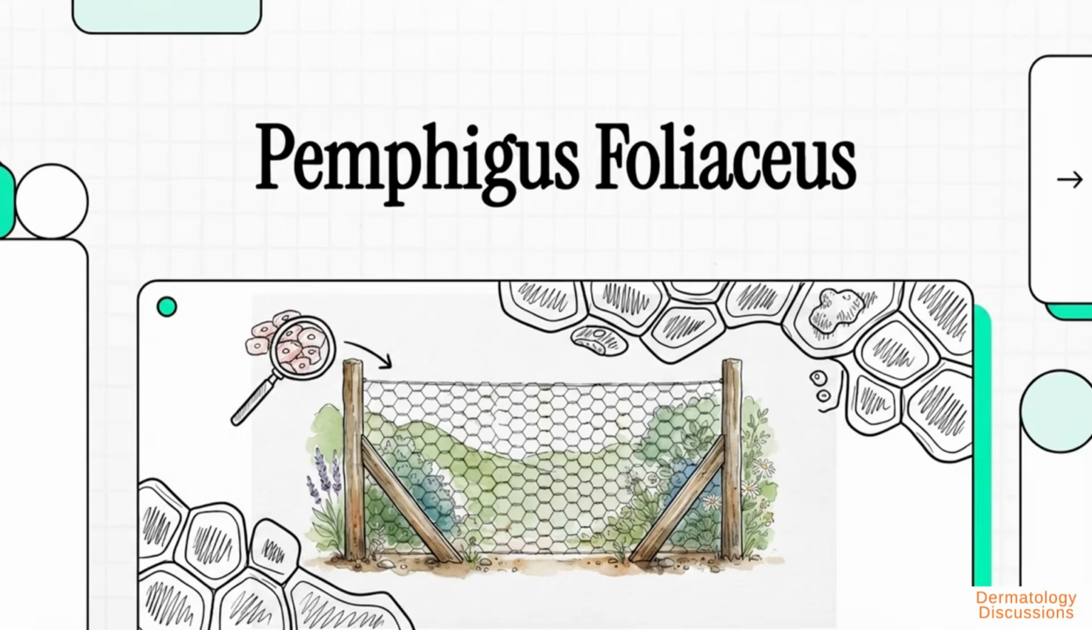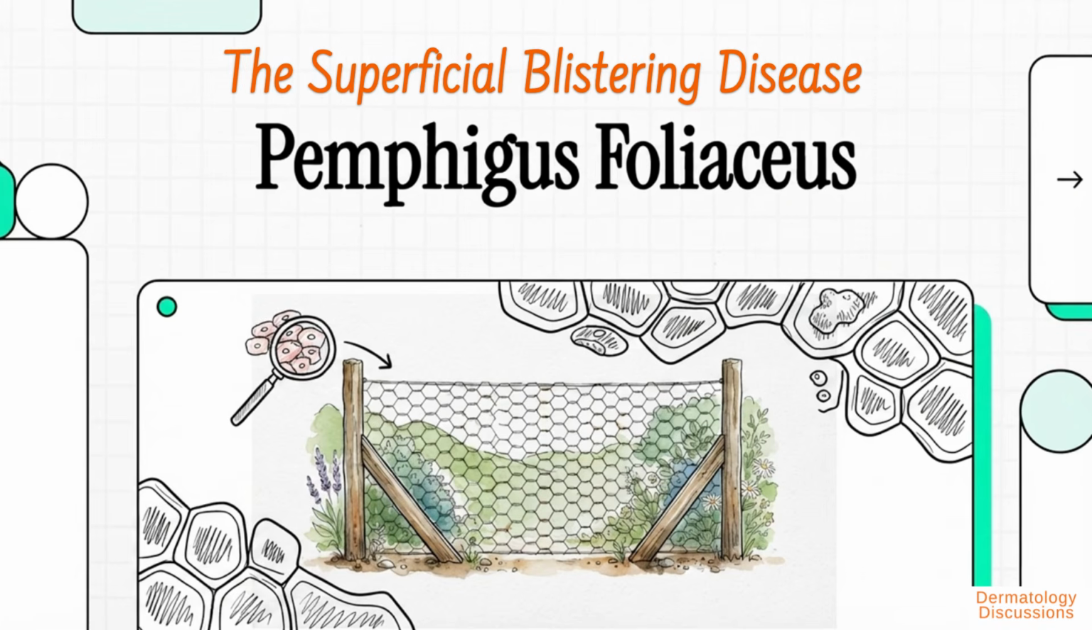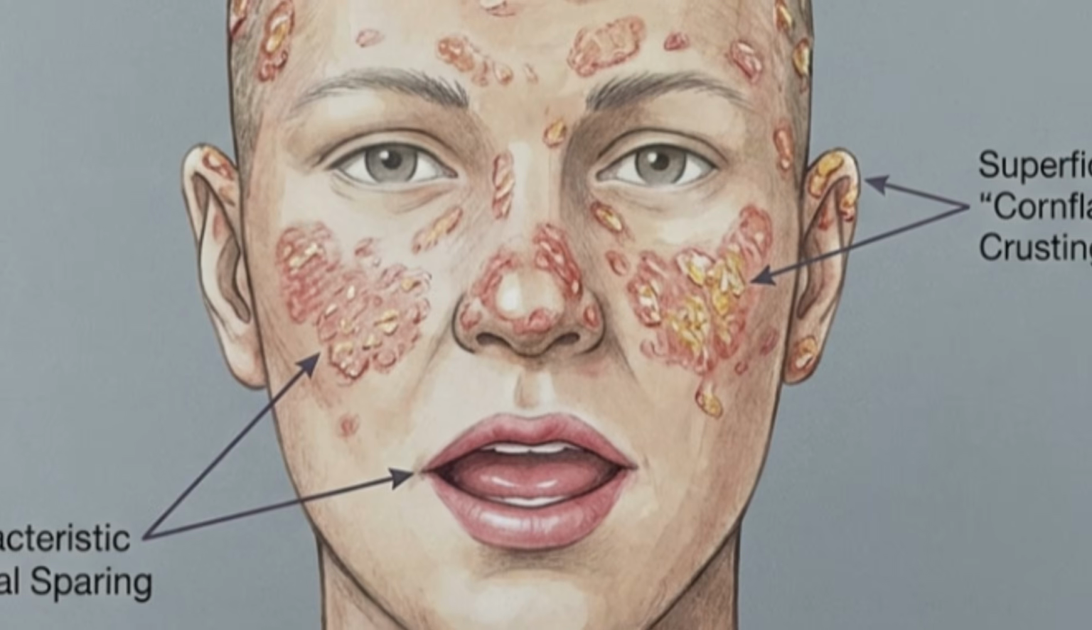Welcome to Dermatology Discussions. Today, we're going to dive straight into an explainer on Pemphigus foliaceus, which you'll often hear called the superficial blistering disease. Now, this is a condition that is absolutely crucial to understand, not only because it's so clinically distinctive, but also because it is highly tested. So let's get right into it.